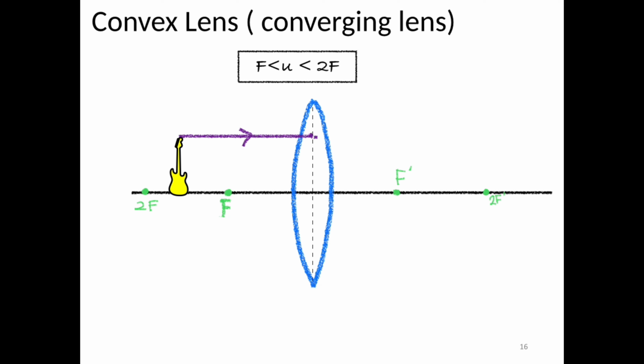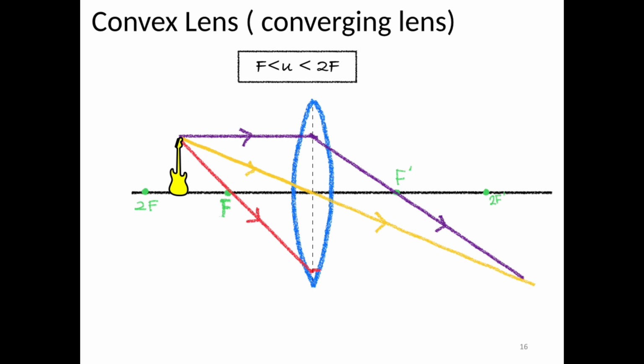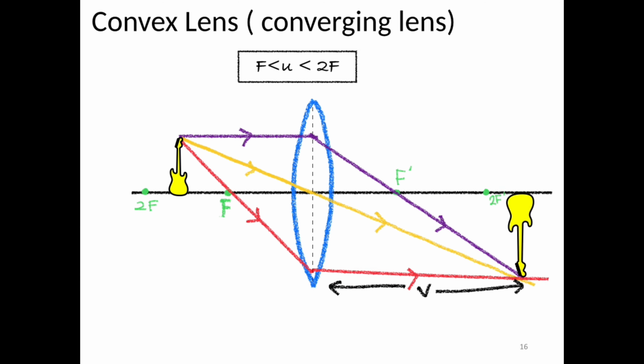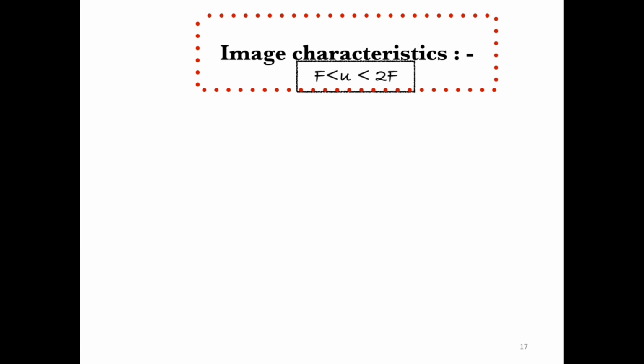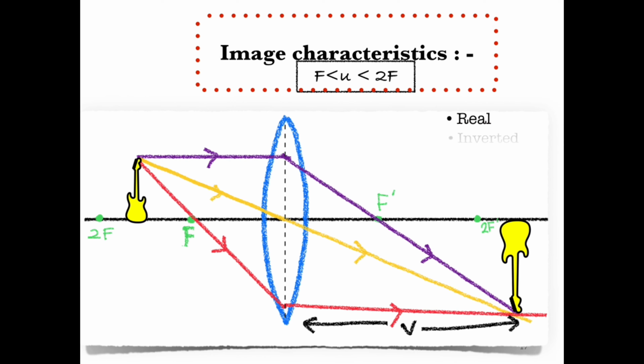Are you done, kids? Do you have all the 3 lines? Okay, so now we have the intersection of the ray diagram. So this is our V, where V is the image distance. We can see from this diagram, the image is obviously inverted, real, magnified, and located on the opposite side to the object. You get the same answer? Good.